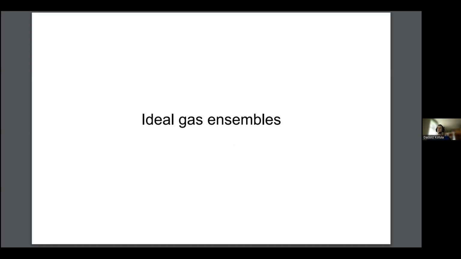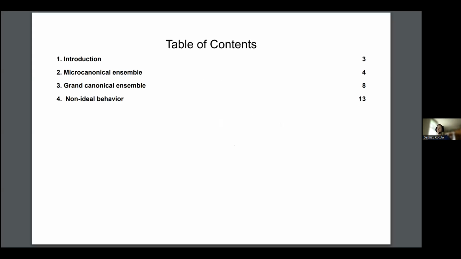Today, I would like to talk about ideal gas ensembles. I will start with an introduction to the ideal gas and a reminder of the ensembles that were discussed recently. Then I would like to discuss the thermodynamics of an ideal gas with different ensembles. At last, I will briefly talk about the non-ideal behavior of the gas.